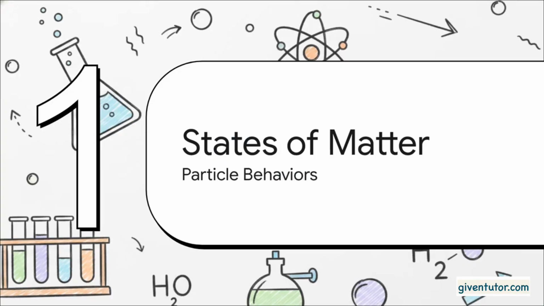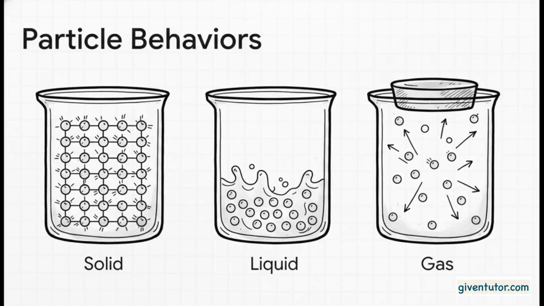Moving right along to Section 2, the states of matter. Now that we know what particles are, let's see how they act when they get together in big crowds. So the absolute crucial point here is that the physical properties of a substance completely depend on how its particles are moving. In a solid, those particles are locked tight in place, just vibrating against each other, which gives the solid a fixed shape and fixed volume.